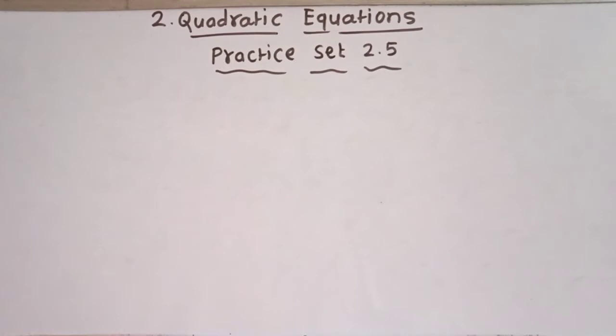Then we have also seen the relation between the roots of the quadratic equation and the coefficients. In that we have seen alpha plus beta is equal to minus b by a, and alpha into beta is equal to c by a. Then how to obtain a quadratic equation having given roots. Practice set 2.5 is based on all these topics, so today we'll see practice set 2.5.